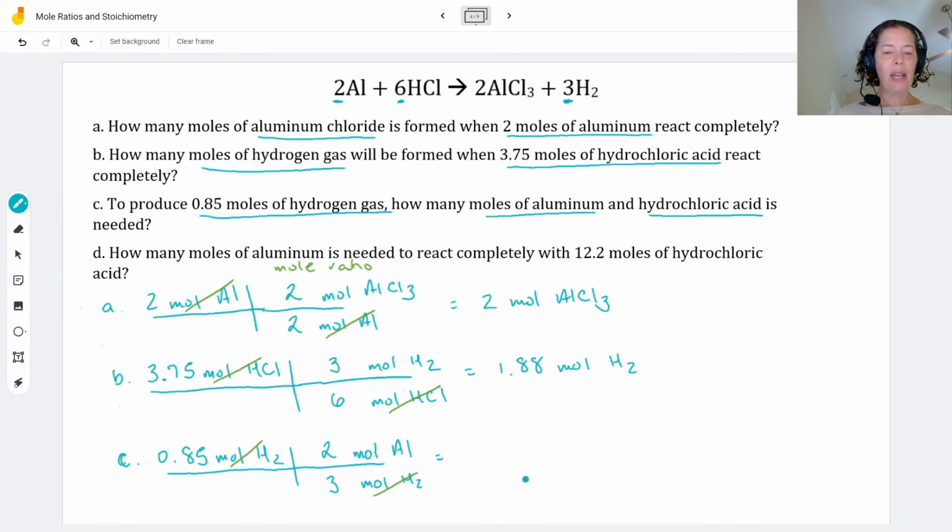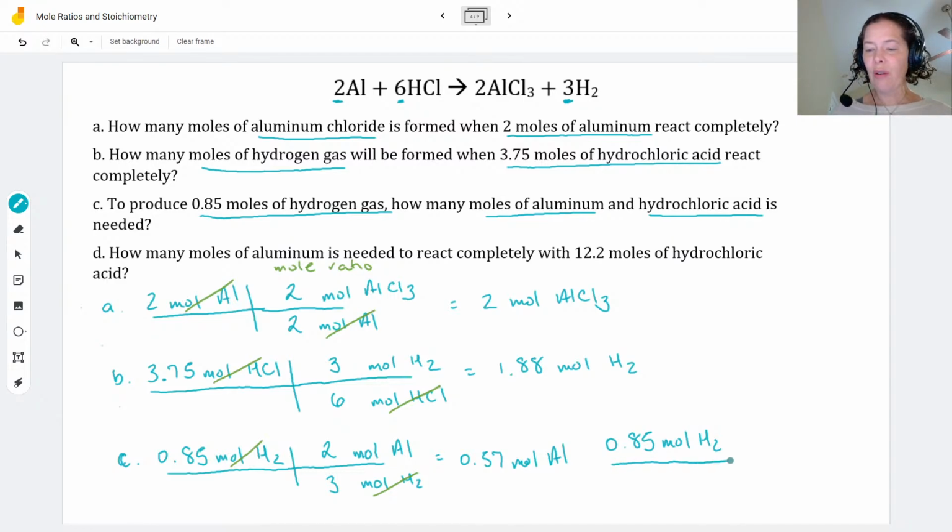And so 0.85 times 2 divided by 3, I did that. 0.57 moles of aluminum. Okay, let's now predict moles of hydrochloric acid. So a lot of times I see students, if they read a problem like this, trying to do both of these questions in one calculation. You're not going to do these in one calculation. These do need to be separate calculations because you have different mole ratios for different molecules.